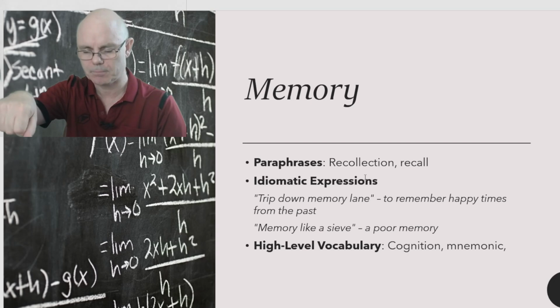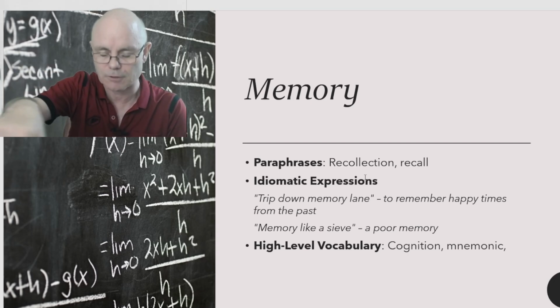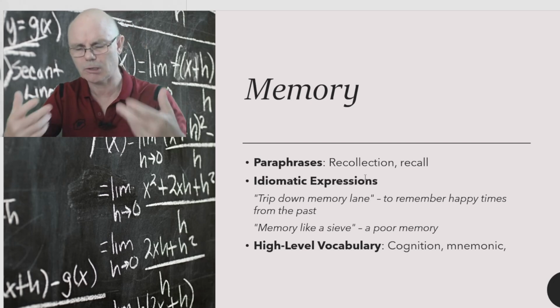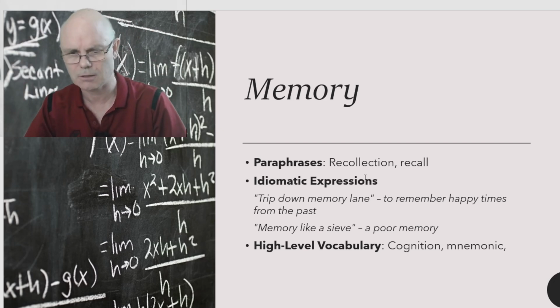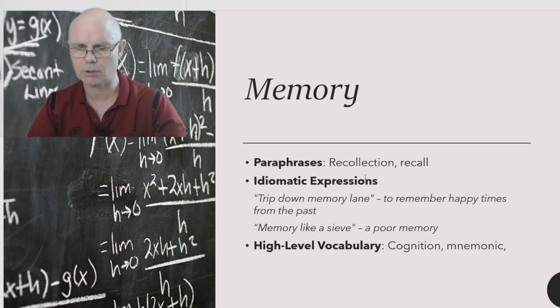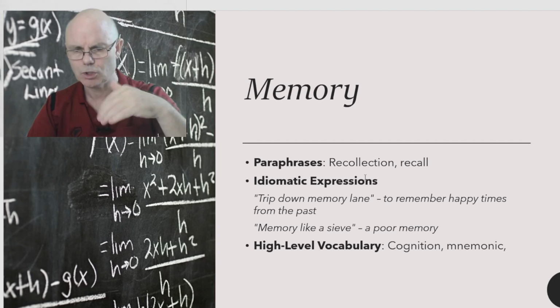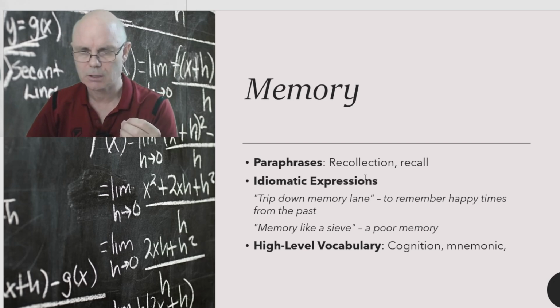If you've got vegetables and you want to get the water out of them, you can put them in a sieve and shake it about a bit. So it's a thing with holes in it. So memory like a sieve just means you've got holes in your memory. You forget things, they fall out. You can't remember them. High level vocabulary, cognition. Cognition is about your awareness, your brain functioning. And mnemonics. Mnemonics are good. They're ways of remembering things.